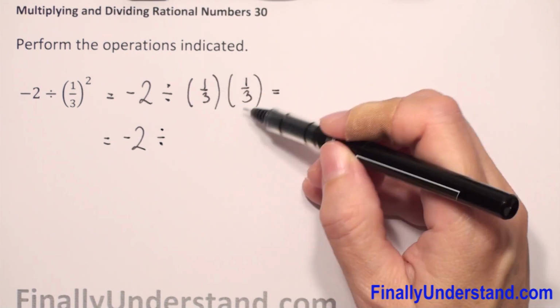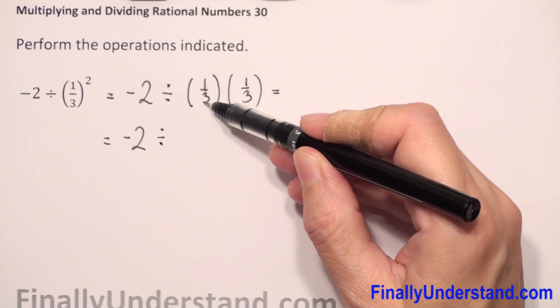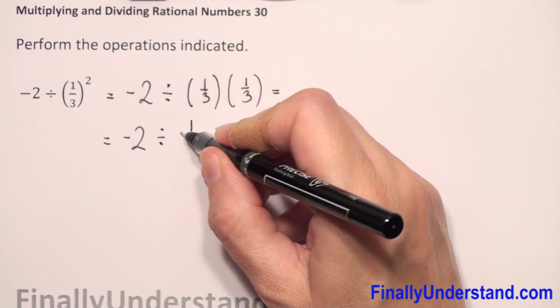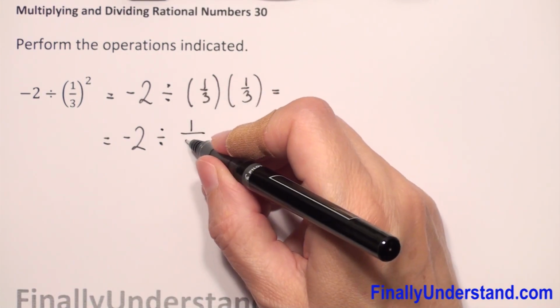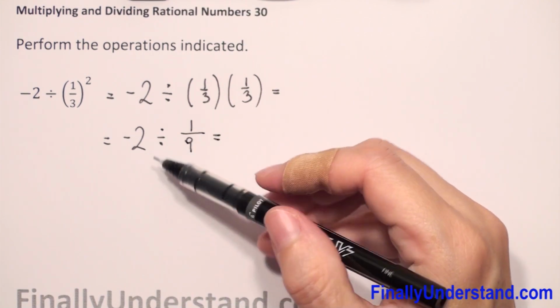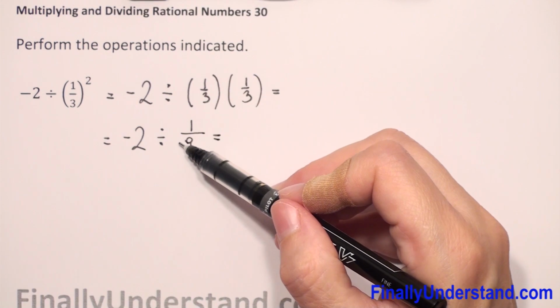This is multiplication of fractions, so we multiply numerator times numerator, denominator times denominator. We cannot reduce here anything. So 1 times 1 is 1, 3 times 3 is 9. So this is equal. Now we have negative number, and when we don't have any sign, it's positive.